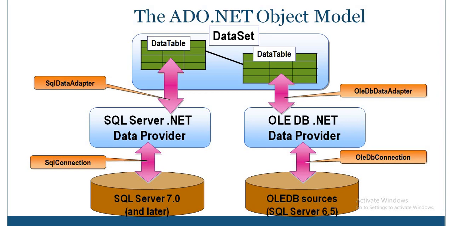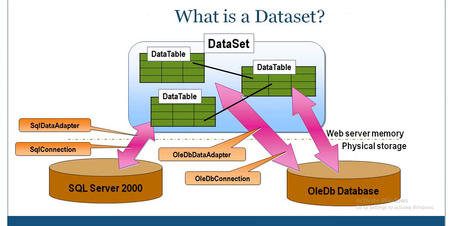In this diagram, we can see the various types of applications. There are three types of applications we use in .NET with ADO.NET for connecting to the database. Important classes in ADO.NET: we observe the various classes in the process: connection class, command class, data reader, data adapter, dataset. What is meant by the connection class? In a dataset, we use a data table, data adapter, SQL adapter, SQL Server, OLEDB connections, web server memory, and physical storage in the database.